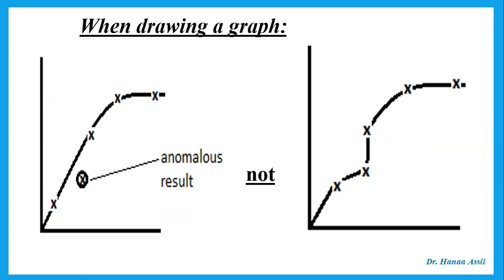When drawing a graph, we said we plot the points using small x's or a dot with a circle, not just a dot. And if there is a point away from the graph, we do not include it. So your graph should not be going in and out like that. It should be a smooth curve. And that means that the point that's away from the graph is referred to as an anomalous result. So something went wrong with the experiment and that result is wrong.